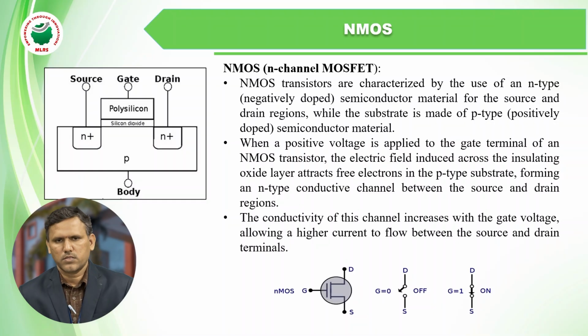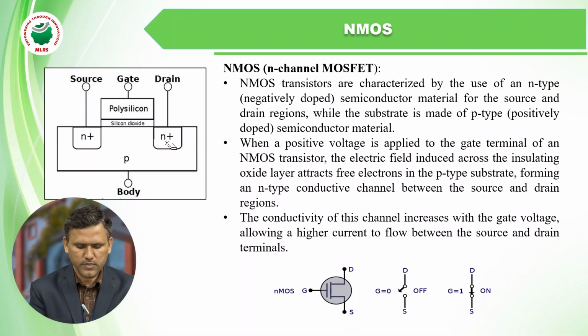Generally, these MOS transistors are of two types based on the channel: NMOS and PMOS. So first consider the NMOS. NMOS transistors are characterized by the use of N-type, negatively doped semiconductor materials for the source and drain regions, while the substrate is made up of P-type doped semiconductor material. Here this N plus indicates the N-type material, and here P indicates the P substrate.